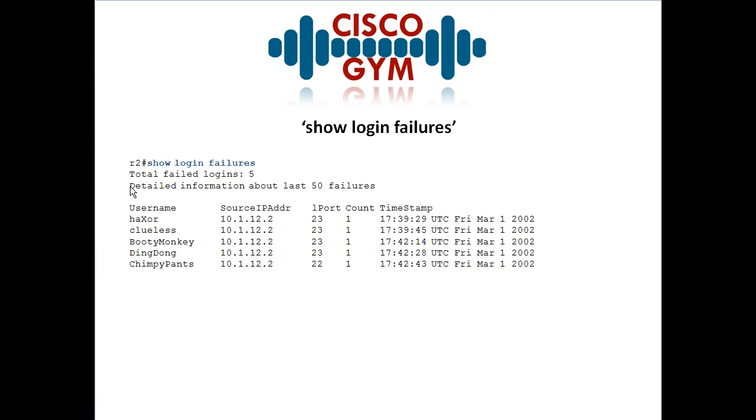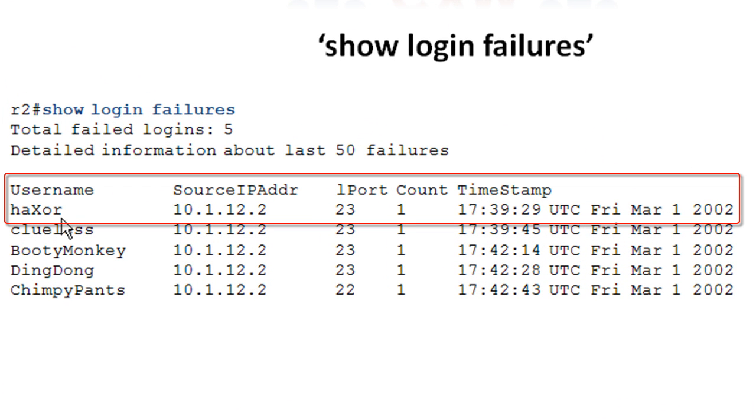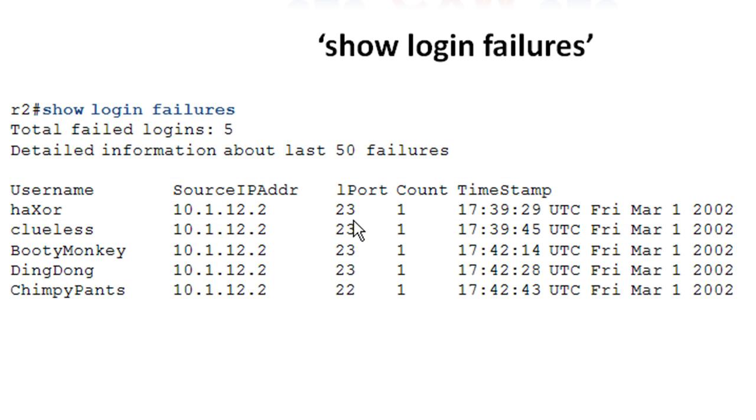This will show you, as it says, detailed information about the last 50 failures. It's pretty cool. It tells you who was trying to access, what username they used to access your router, what IP they were sourced from, what port. So you can see here they used Telnet, which is TCP port 23, and old Chimpy Pants down here tried to SSH in on port 22. And it'll also tell you when the login attempt occurred. And obviously I didn't have my clock set here when I was dinking around, but this command is golden.